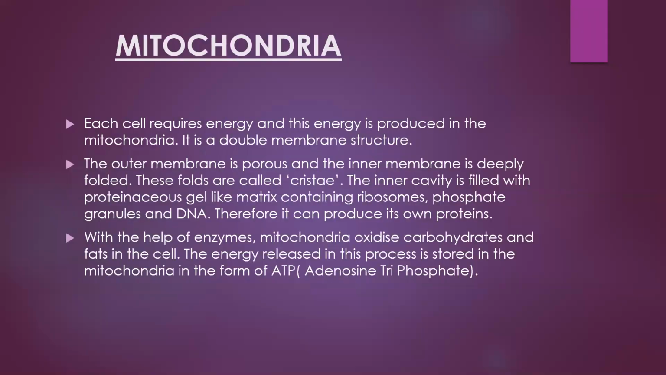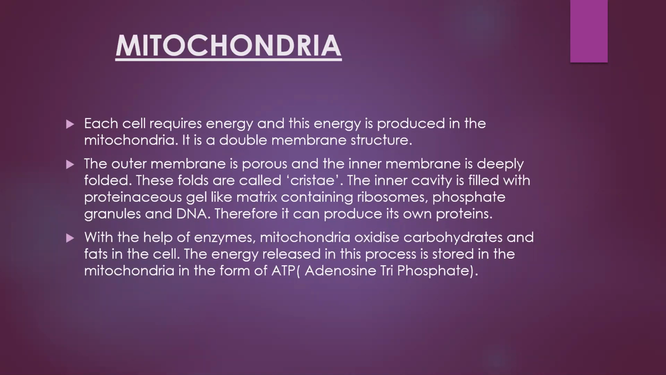Mitochondria. Each cell requires energy and this energy is produced in the mitochondria. It is a double membrane structure. The outer membrane is porous and the inner membrane is deeply folded. These folds are called cristae. The inner cavity is filled with proteinaceous gel-like matrix containing ribosomes, phosphate granules, and DNA. Therefore, it can produce its own proteins.